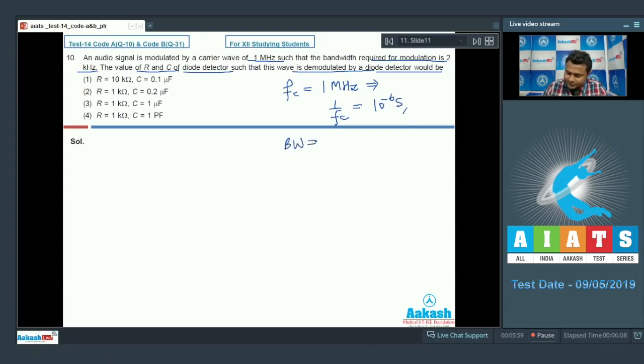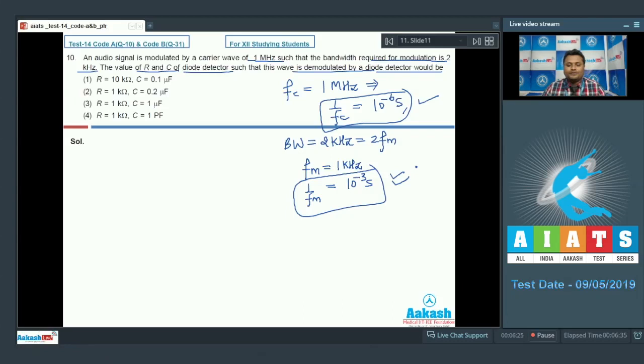Bandwidth is given as 2 kHz, and we know very well bandwidth is equal to twice the modulating frequency. So from here we will get Fm, that is 1 kHz. The time period of the modulating wave, 1 by Fm, can be written as 10 to the power minus 3 second. Now why have we calculated these time periods? We know very well that for a diode detector the RC product, that is R into C, would be much less than the time period of the modulating signal and much greater than the time period of the carrier signal.